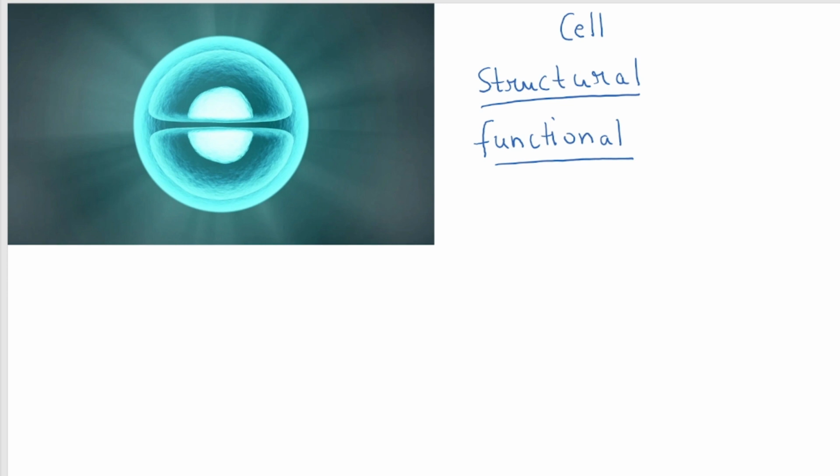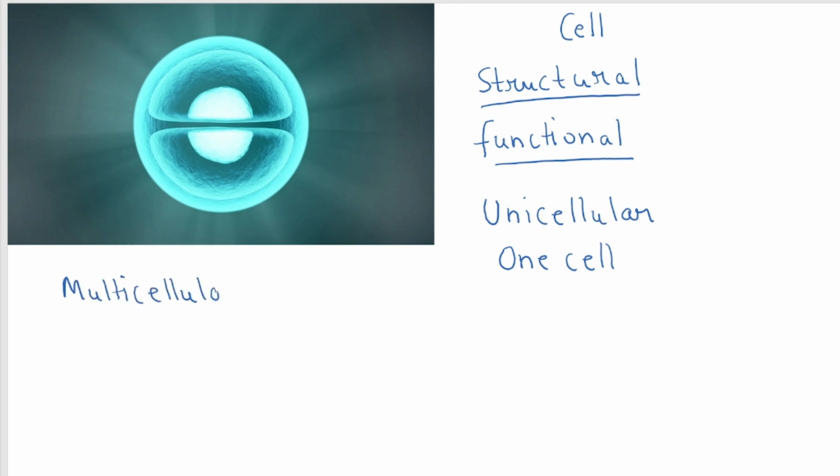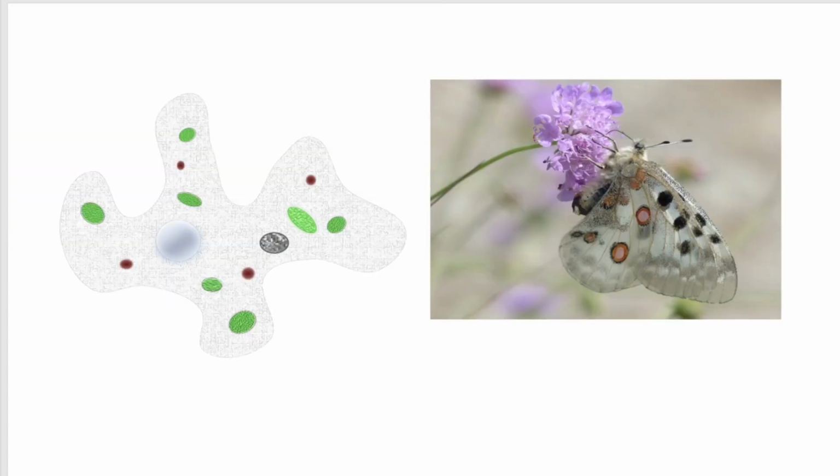Based on this, there are two types of organisms: unicellular and multicellular. Unicellular organisms are single-celled organisms, meaning they contain only one cell. What about multicellular? Multicellular organisms contain more than one cell. So amoeba and diatoms are examples of unicellular organisms, and all the plants and animals are examples of multicellular organisms.